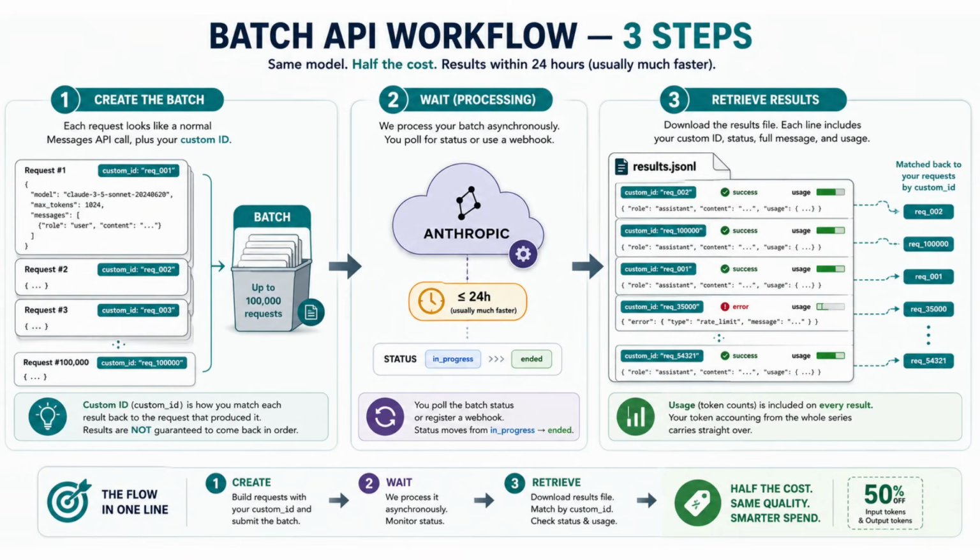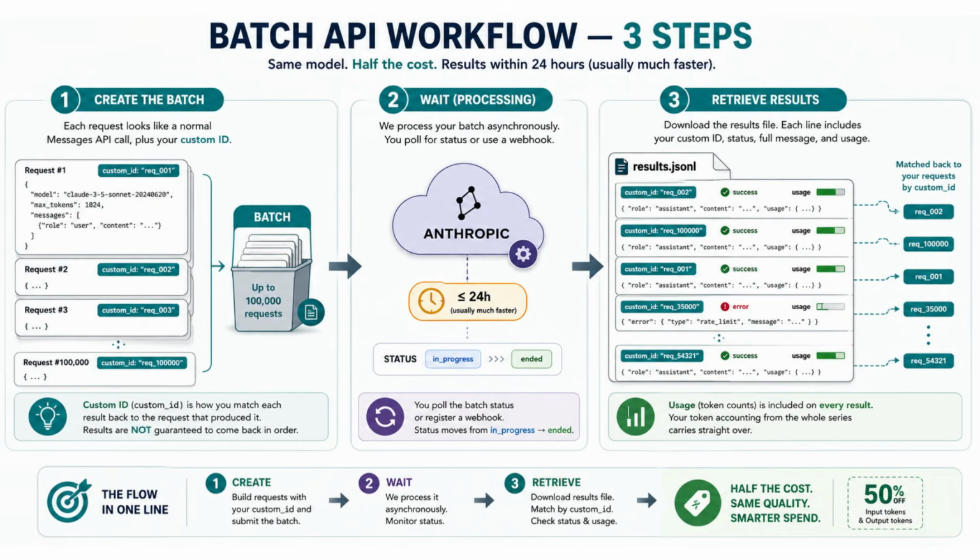Now that we understand what the Batch API is, let's see how the workflow actually works. The full process can be broken into 3 simple stages. Create the batch, wait for processing, and retrieve the results. First, we prepare multiple requests and give each one a unique custom ID. Then we submit them together as a single batch for asynchronous processing. Finally, once the batch is complete, we download the results and use those custom IDs to match every response back to its original request.